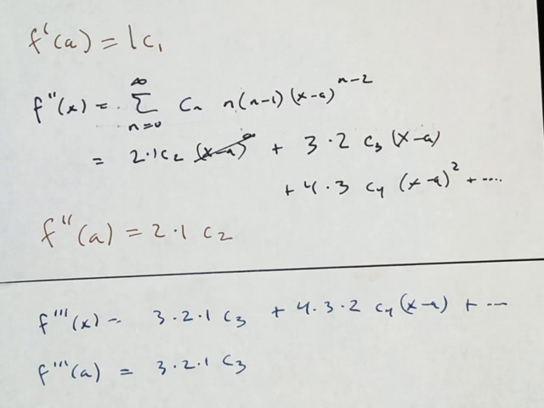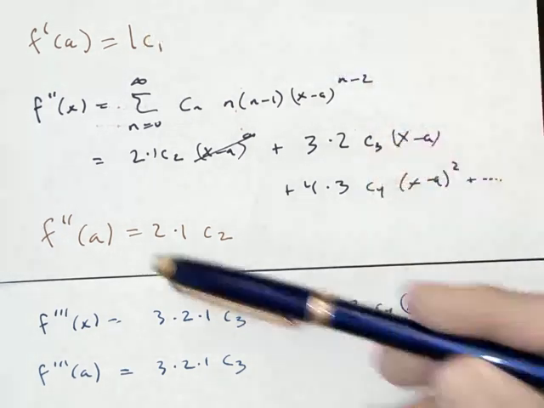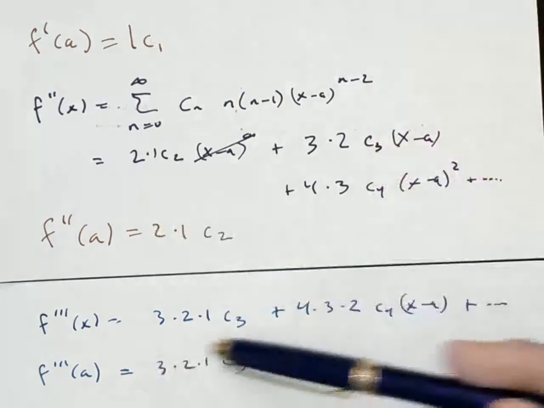When I do the third derivative, C3 term is now the constant. C4 term now has an x minus a to the first. And everything after that's going to have at least one x minus a in it. So when I plug in a, all of those cancel. I'm just left with that first number. All right. Hang on just a minute. 1 C1, 2 times 1 times C2, 3 times 2 times 1 C3.